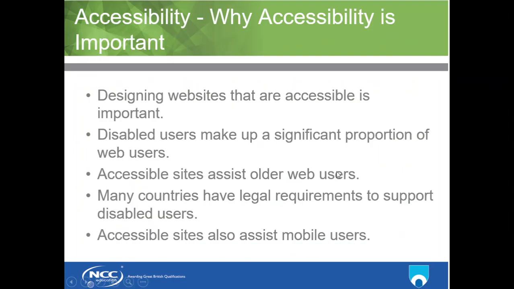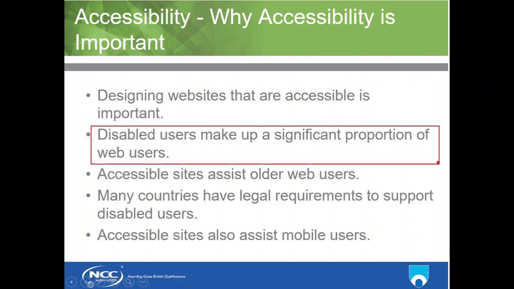So why do you think accessibility is important? Why do you think it's important? So disabled users really make up a significant proportion of web users, and therefore accessible sites assist. The other thing is that accessible sites also assist the older web users. You know that as we grow old, our cognitive capability depreciates. So really, accessible sites will assist older web users.